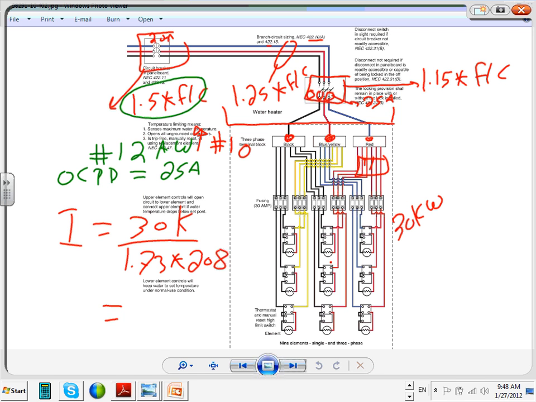Any questions about this? Typical for all of our heaters. Had this been single phase, no problem. Three phase, no problem. 480, no problem. 120, no problem, and so forth.